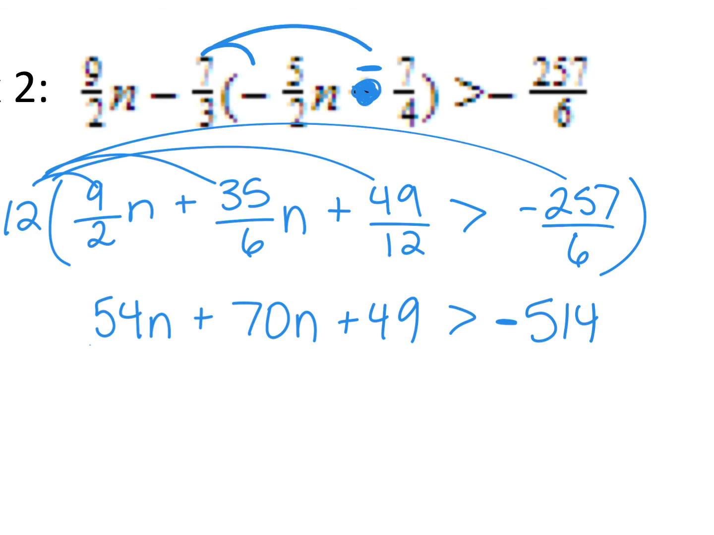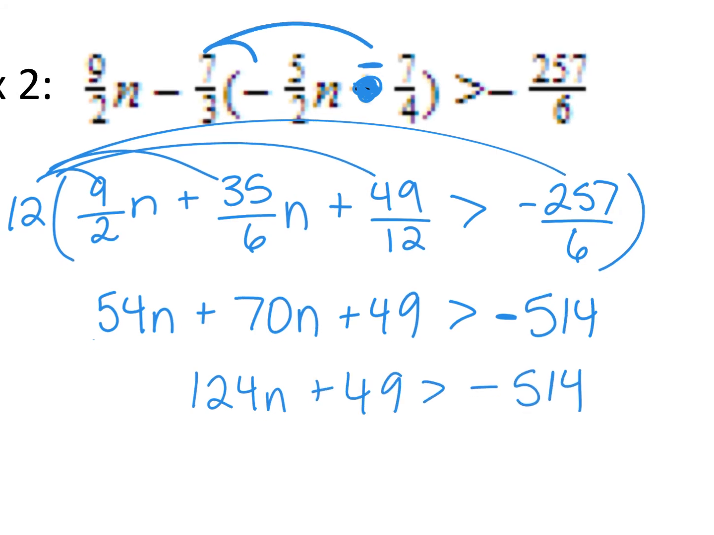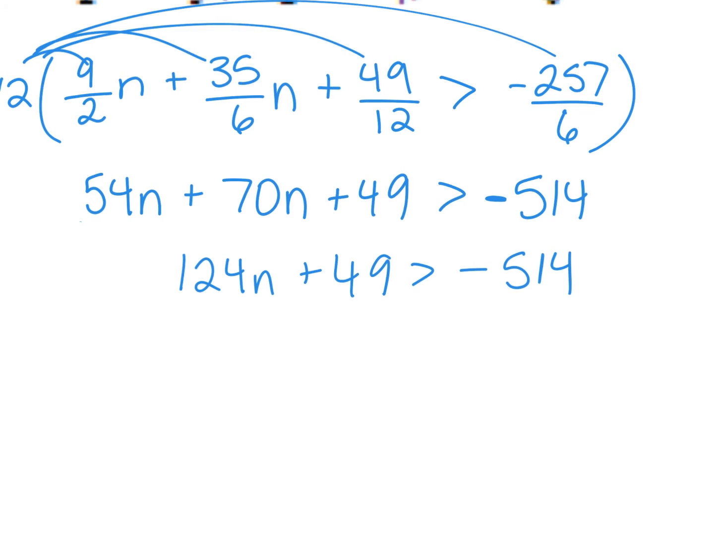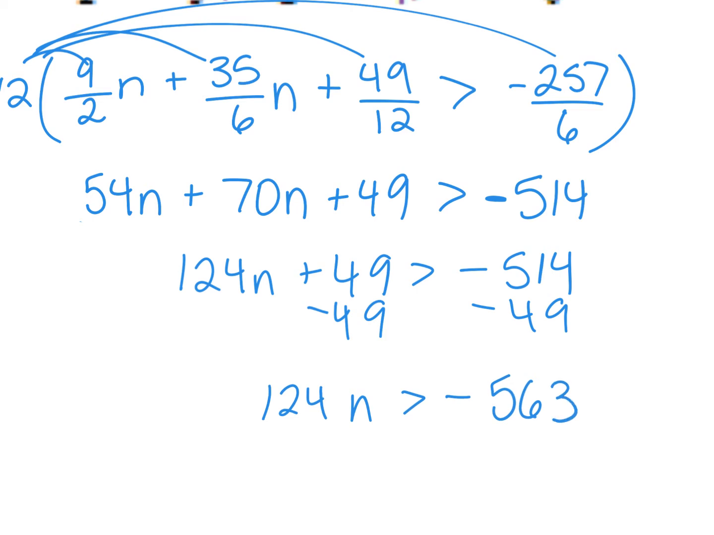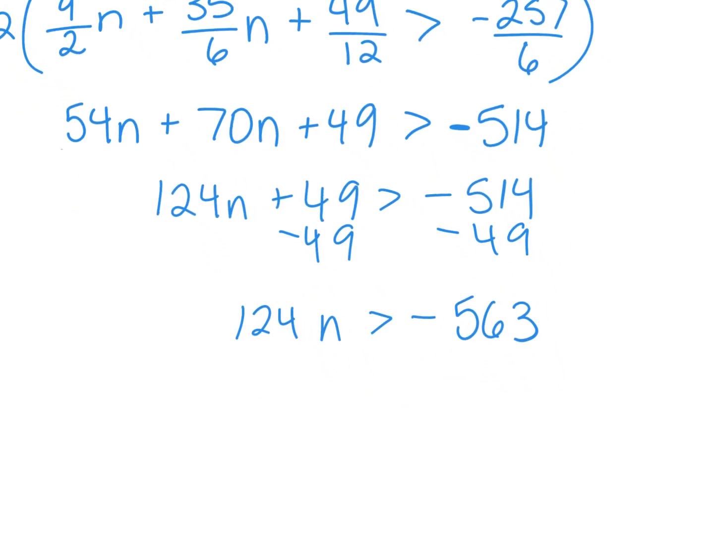So when we combine those two numbers, what do we get? 124. 124n plus 49 is greater than -514. Now we must subtract the 49. So 124n is greater than -563. And last but not least, should we flip the sign when we divide by 124?